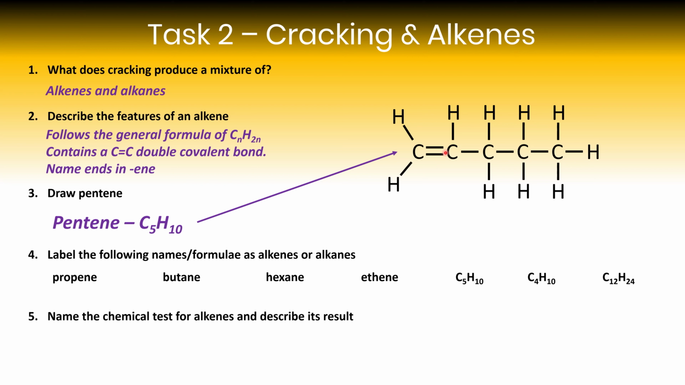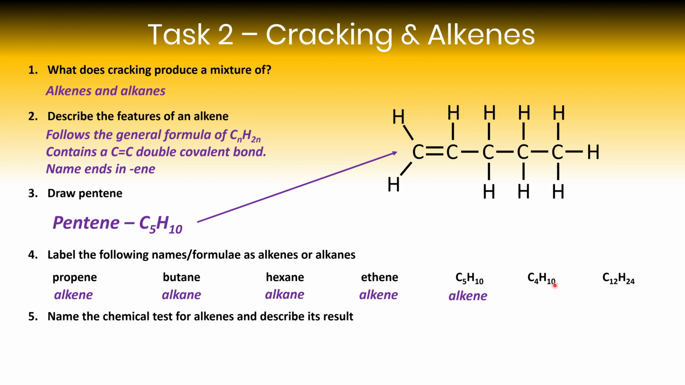Now, if you'd done some research in the background rather than trying to work it out for yourself, you might have drawn it with that double bond elsewhere along the chain. That is fine as long as it follows those 2 rules that I just described. Next up, we needed to label the names or formulae as alkenes or alkanes. So propene ending in -ene is an alkene. Butane ending in -ane is an alkane. Hexane ending in -ane is an alkane. Ethene ending in -ene is an alkene. C5H10, well 10 is double 5, so it's the general formula CnH2n for an alkene, so it's an alkene.